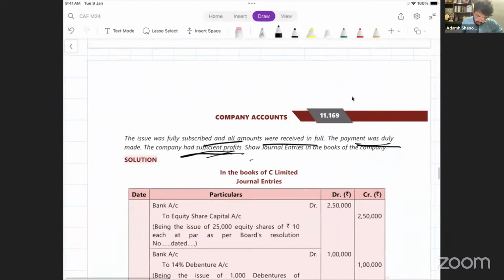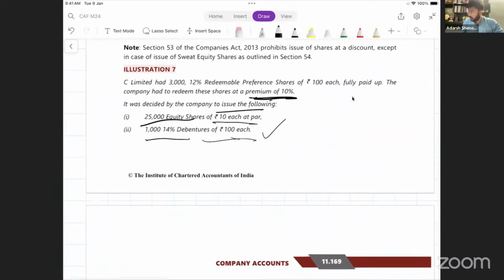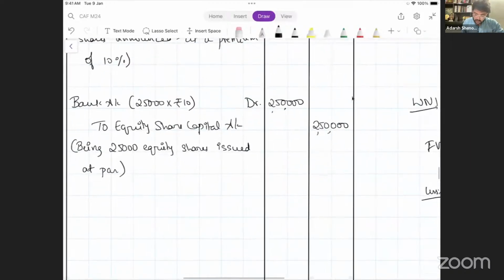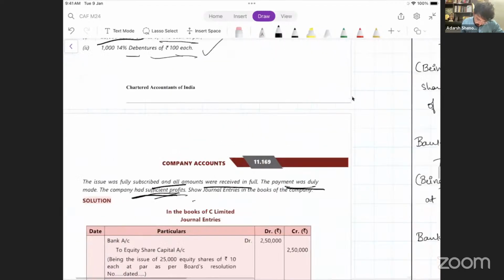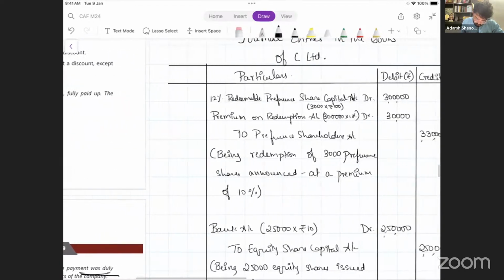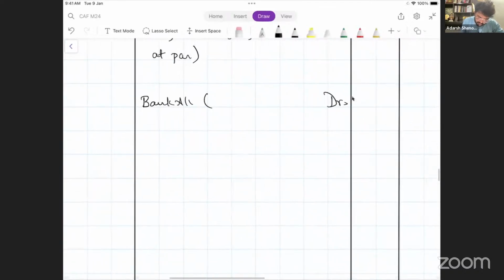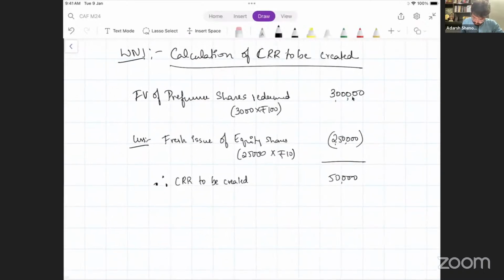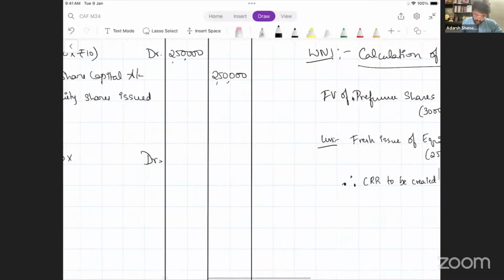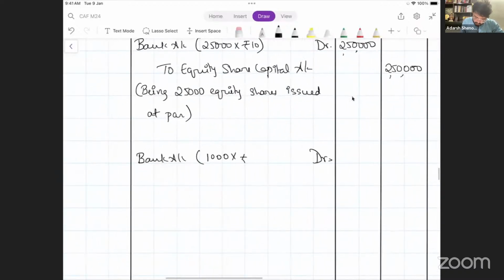Okay. They have issued the debentures as well. Although for section 55, I'm not going to consider this, I'll have to pass the journal entry in the books. So the entry is bank account debit. How many debentures are being issued? 1,000. We pass this journal entry. I did not consider this in the section 55 calculations in the working note. Here I considered only 2,50,000, but the entry must be passed.